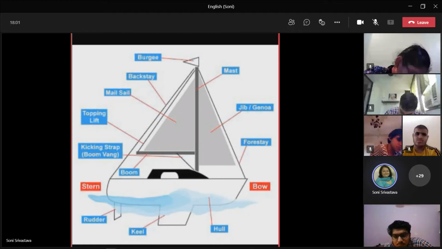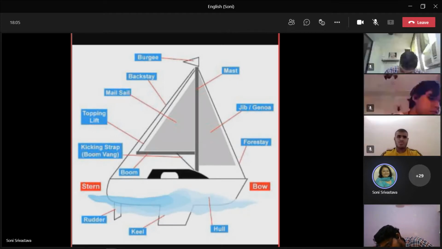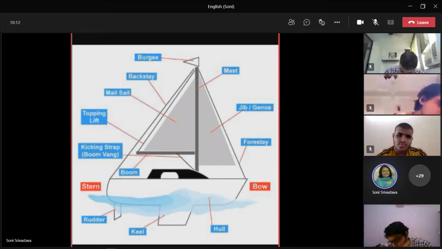Of the certain words which are there, I've tried to cover. In your book also, it's in the same form. You can just write it down. Mast, jib, hull, keel, cockpit also at times. That black thing in the middle, that is the cockpit actually, or the cabin as you call it. And there is the boom, the bow, the stern, the rudder, the mainsail. This is how the picture looks.